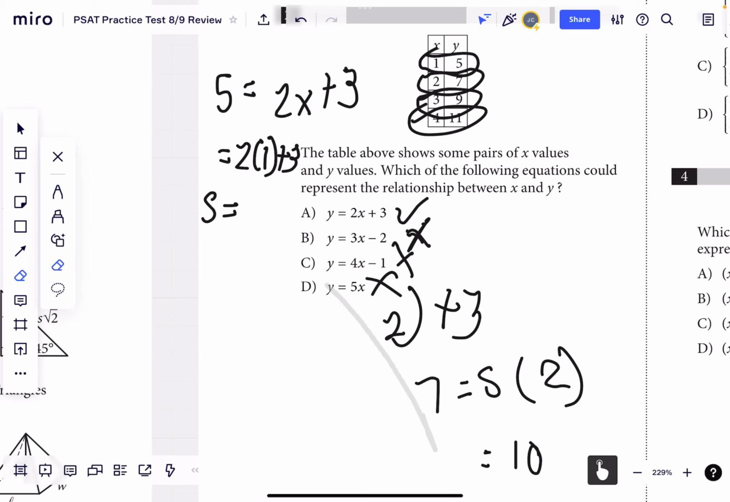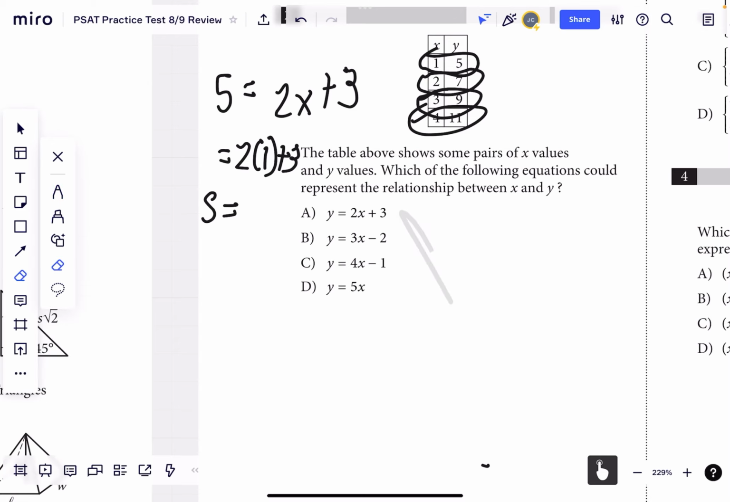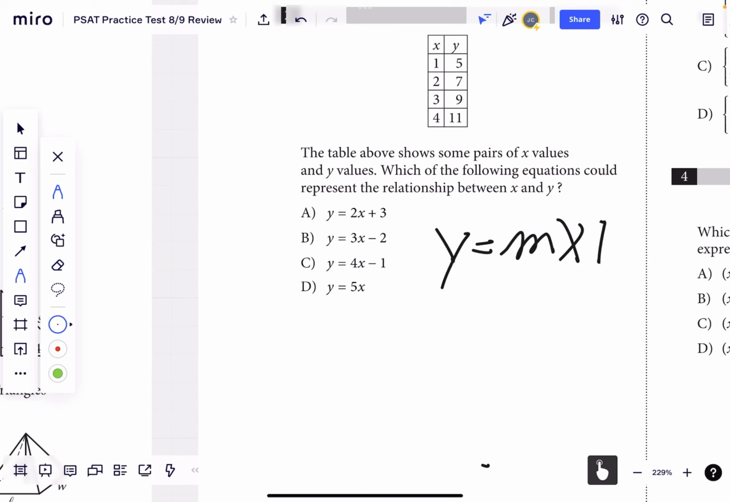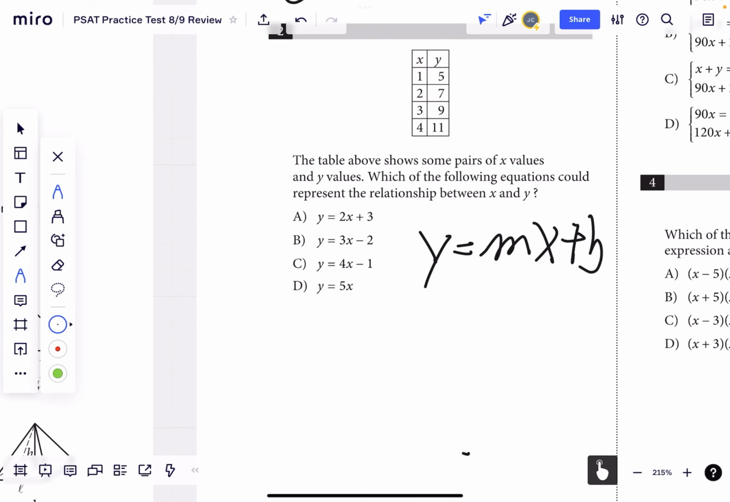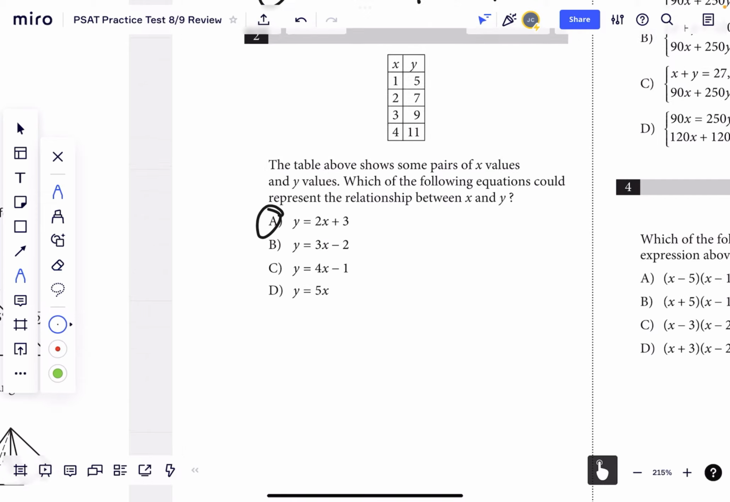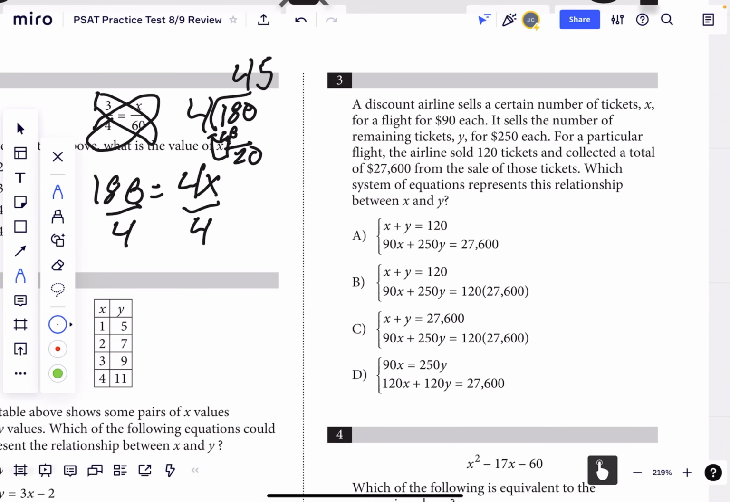Whenever it has something that looks like this format, just remember y equals mx plus b, and just plug in the variables. We have y equals mx plus b. So if you have a number and then you have another number adding, just do that. So whenever it says relationship between x and y, just plug in the variables. That is a lot of the test, believe me. So let's circle our answer, A. Now we're going to try number 3.